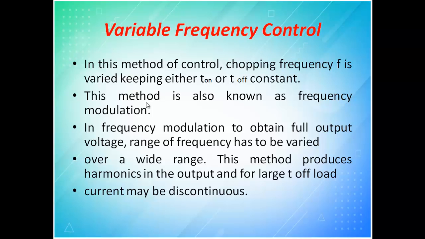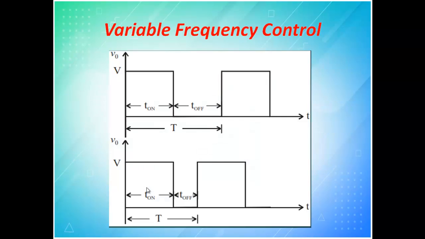In variable frequency control, in this method of control, chopping frequency F is varied, keeping either T on or T off constant. This method is also known as frequency modulation. In frequency modulation, to obtain full output voltage, the frequency has to be varied over a wide range. This method produces harmonics in the output, and for large T off, load current may be discontinuous. So since it generates harmonics, we will not go for frequency control.